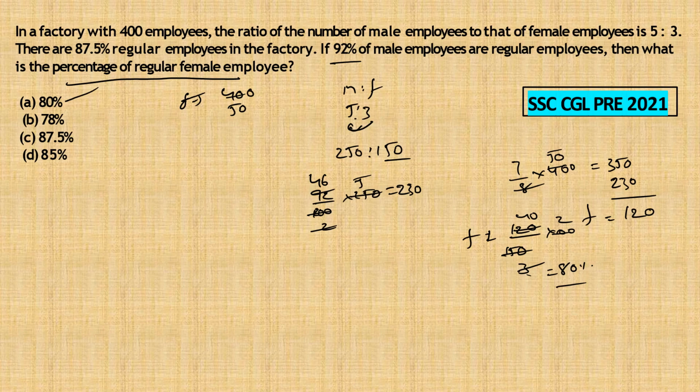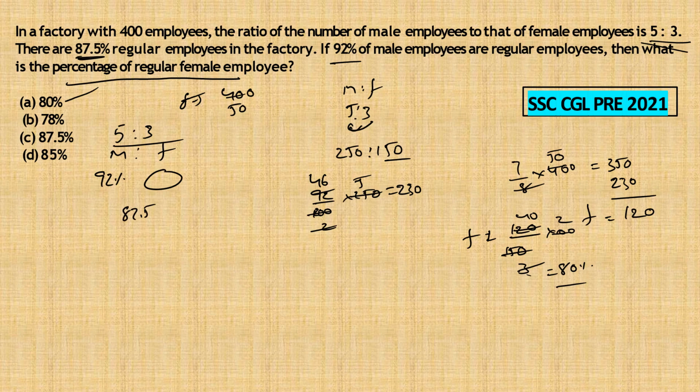Even in this question, the average is given, 87.5. Alligation can be applied even in this question. I will do it here. Just check it once. 92% are the male employees who are regular. You don't know the female regular employees percentage. But here we know the ratio of female employees to that of male employees. That is 5:3 are their ratio. And the average is 87.5.